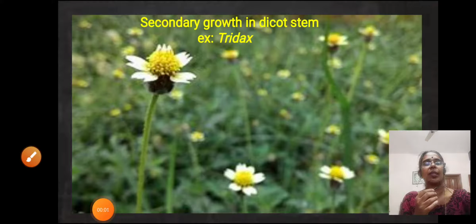Hello students. Today we shall discuss the secondary growth in Dicot stem, and I have taken Tridax as an example.